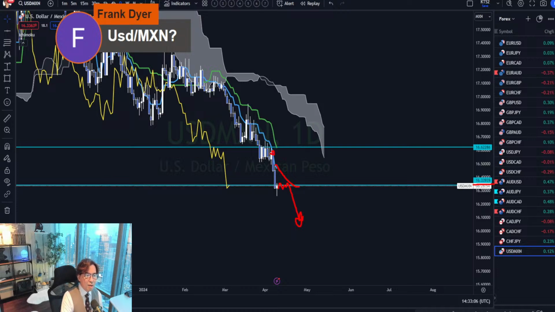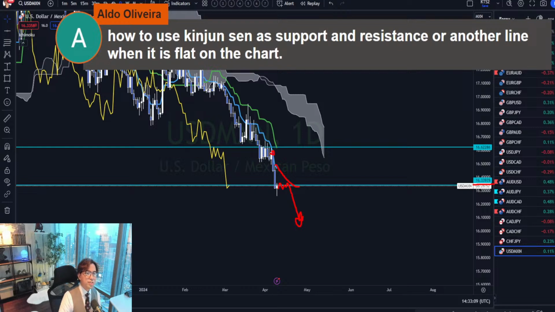Okay, let me check some other comments. Aldo says, how to use Kijun-sen as support and resistance or another line when it's flat on the chart. You can take the Kijun-sen as a support or resistance when the market touches those lines. So let's say Kijun-sen becomes flat, and that's when usually the market retraces. You can actually check the history and only look at where the Kijun-sen is flat, and every time Kijun-sen is flat, you notice that the price retraces.